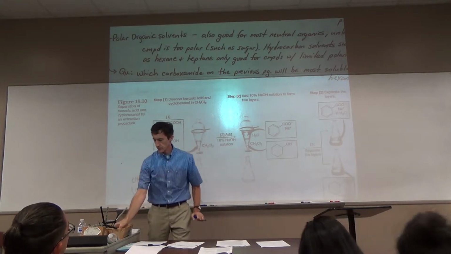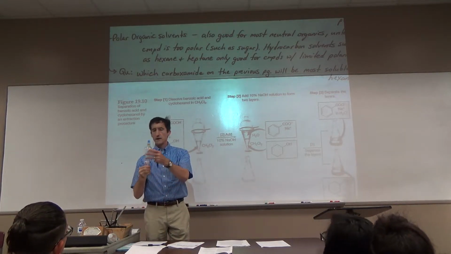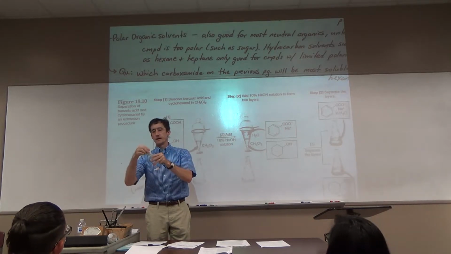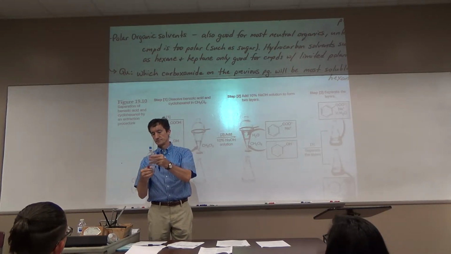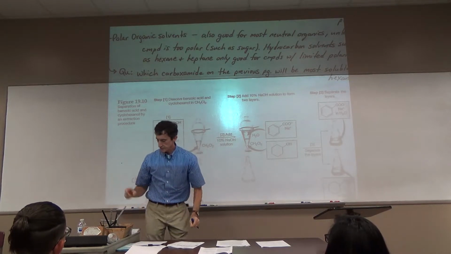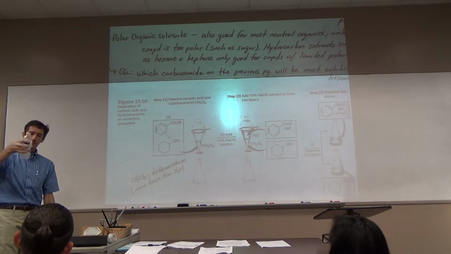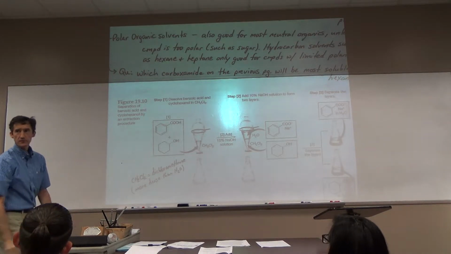Separatory funnel in your drawer, most expensive piece of glassware in your drawer, like this. Very nice. Neat Teflon type stopper. For separating two different layers. Try to pour it out the top, they ain't going to separate, but you drain them out the bottom, you can separate the two layers.